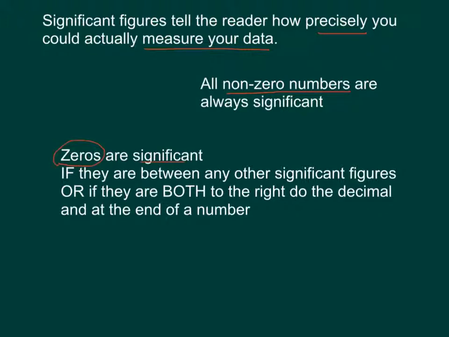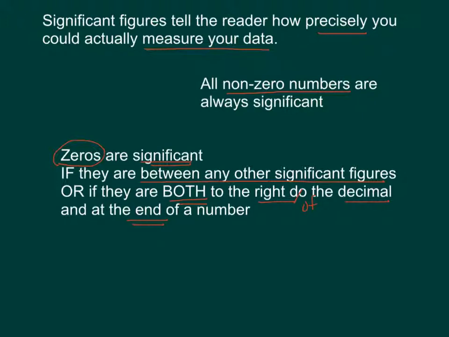Zeros are significant in two situations. If they are between any other significant figure, even if that zero is another zero, if they are between significant figures, they are significant. Or if the zero is both to the right of the decimal point and at the end of a number, it is significant. (Sorry for the little typo on the slide: this should say "to the right of the decimal point and at the end of a number.") So let's just go over a few examples with these zeros.